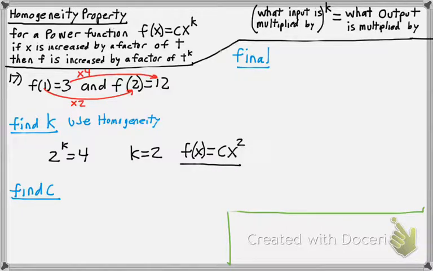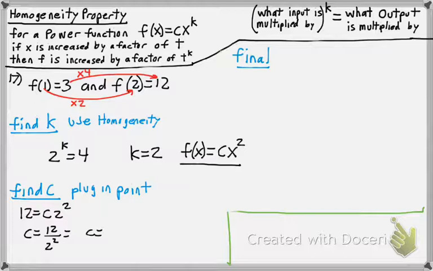So to find c, I want to plug in a point. And you can do really either one. So I'm going to plug in the 12 and the 2. So this is going to be 12 is equal to c2 squared. So then c is equal to 12 over 2 squared, or c is equal to 3.